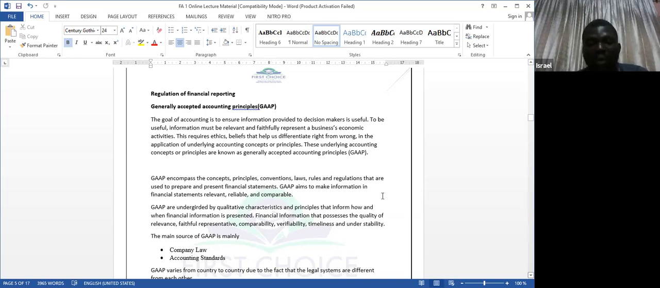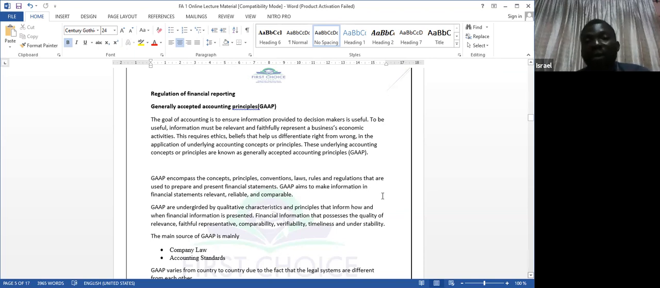The second one that you're going to see there is the statement of financial position. The third one we have there is the statement of cash flows, the cash flow statement. The fourth one we have there is the statement of changes in equity.